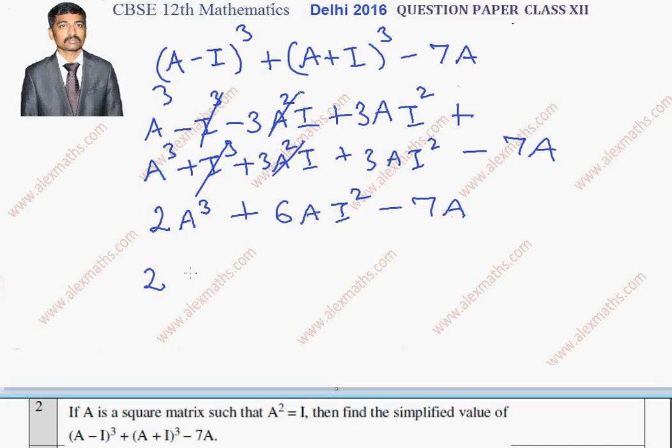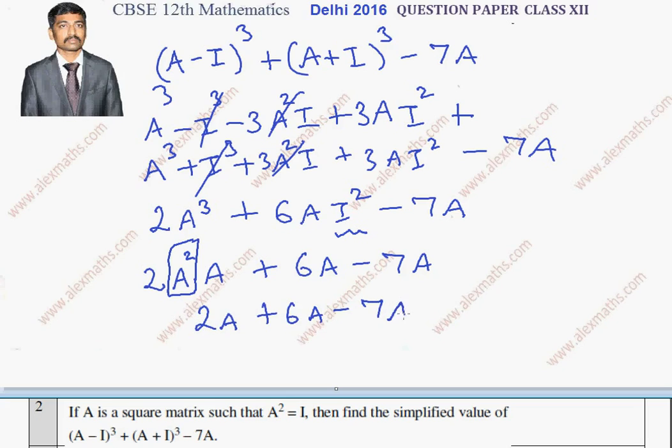Anyway, in the question it is given A square is I. So this I am purposely splitting A cube into A square into A, plus 6A. I square is anyway 1, so I am not writing it. So I get like this. Now if I replace this as I and 2I is 2, so 2A plus 6A minus 7A, totally 8A minus 7A, it is going to become A.